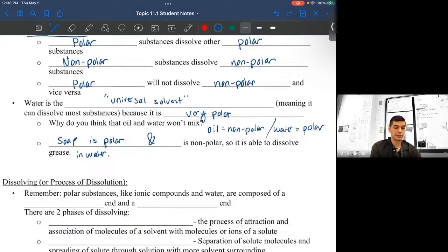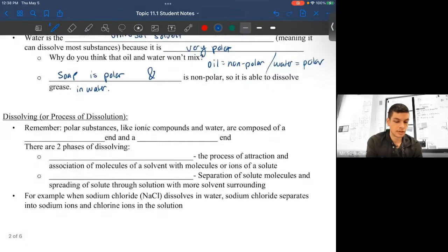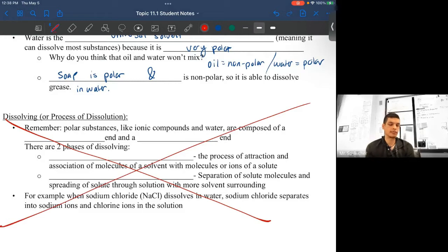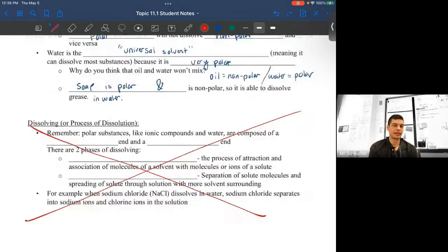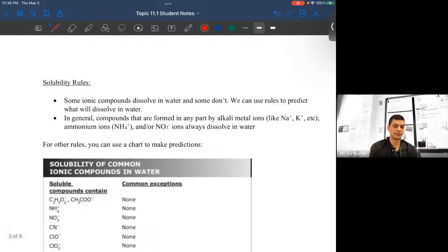All right, let's skip this next section and not return to it. The dissolving section, that's a little esoteric. I think the word esoteric is esoteric. It's ironic.